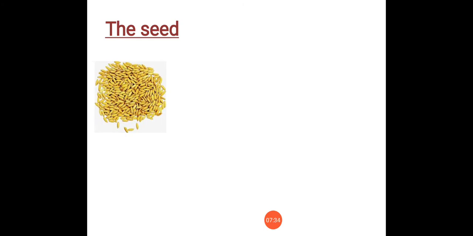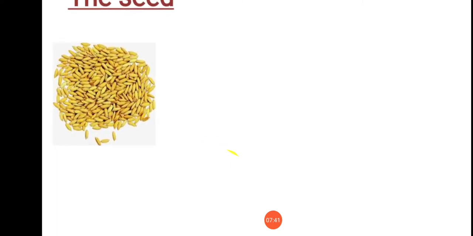Now we'll move on to the next important part of the plant, seed. The seed helps nourish and protect the future plant until the conditions are right for it to grow. The outer covering of the seed is called seed coat. In the case of rice, the seed coat and pericarp are fused.